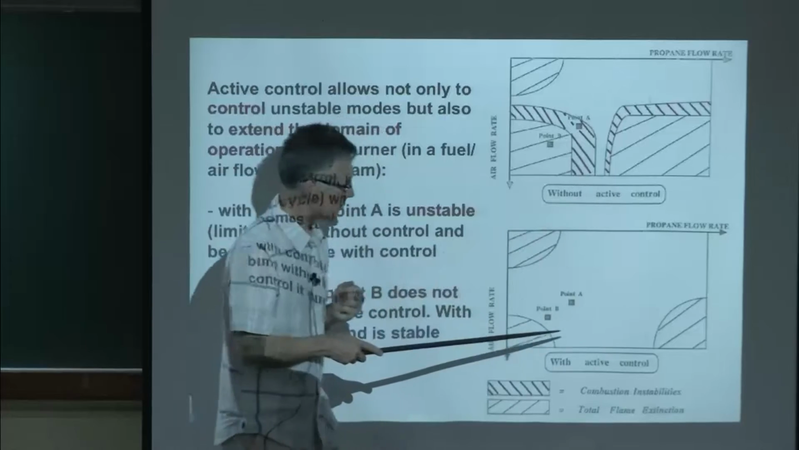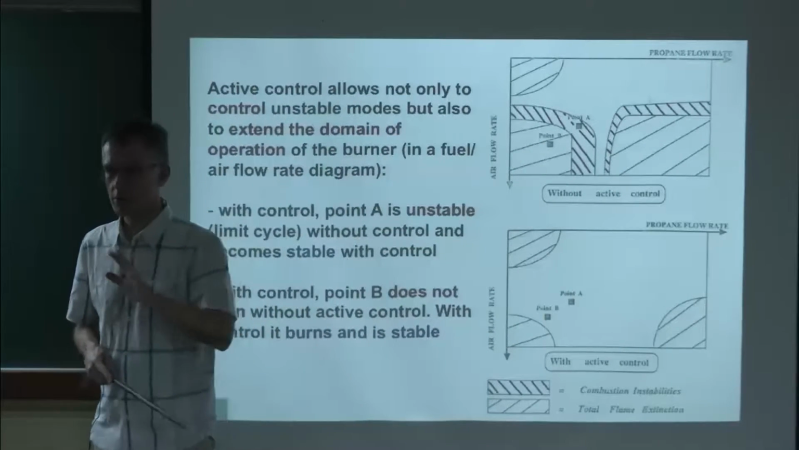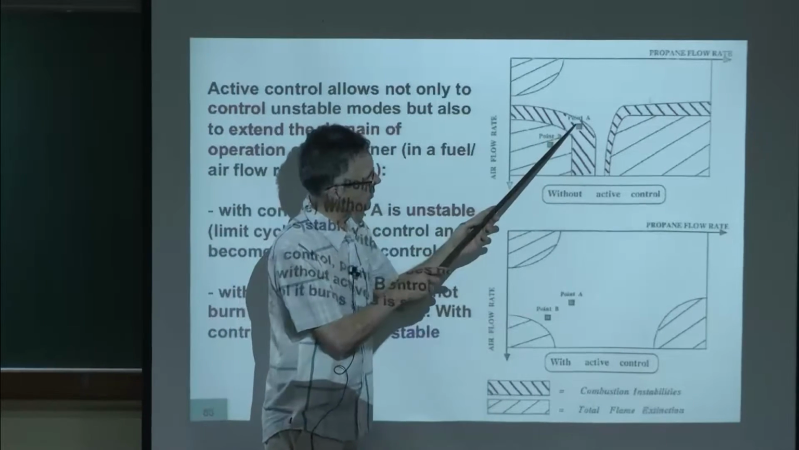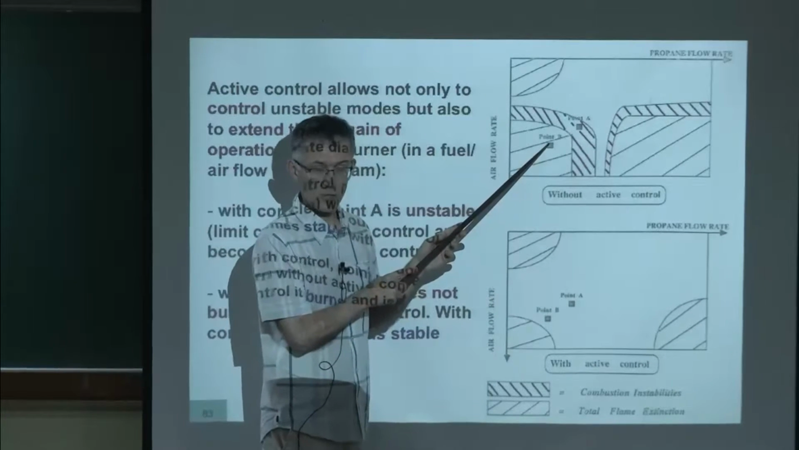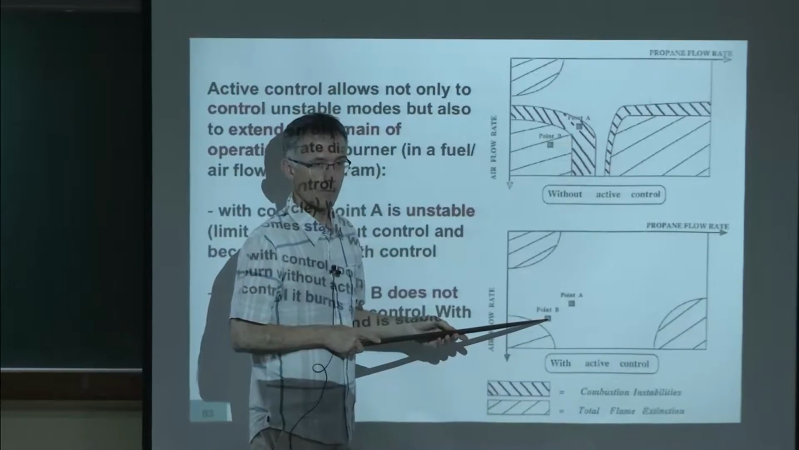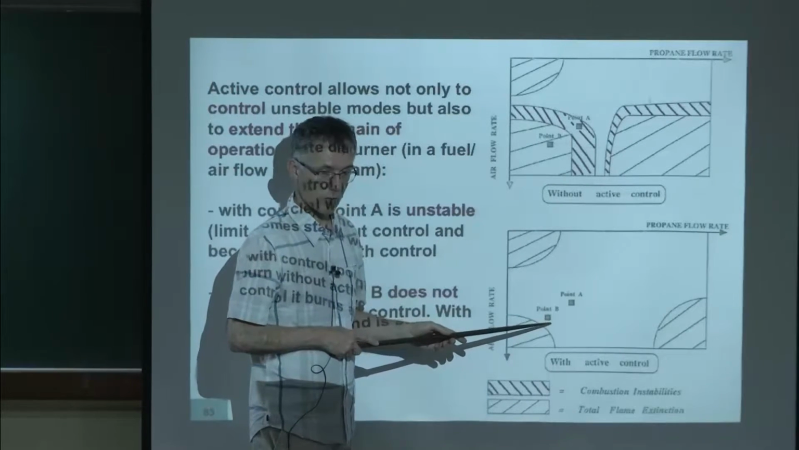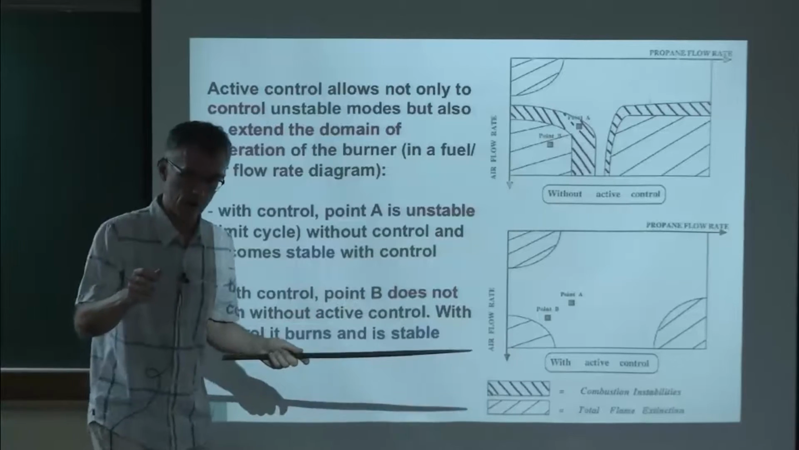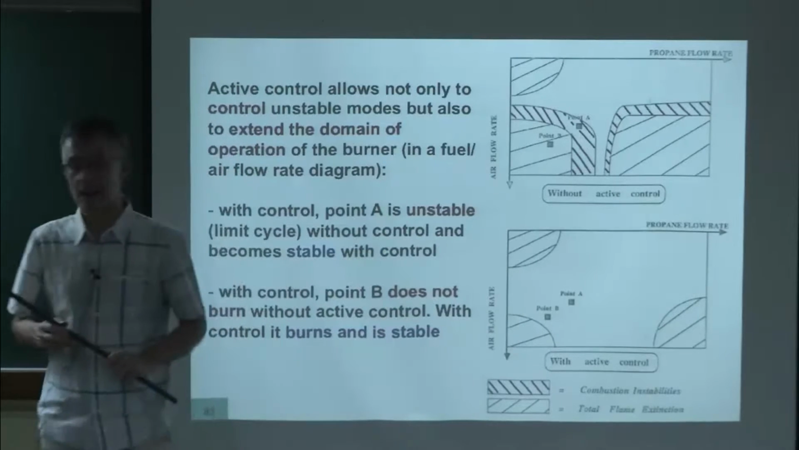Okay. Now, this is without control. If you use active control, this is what you find. All the red zones disappear. You can control all the points. But there is an interesting point here, that point A, which was unstable, becomes stable. But point B, which was quenched, there's no flame here, becomes a valid flame point. So that really means that this point B now can burn with control, and it could not burn without control. So what do we do? You put the control on, you go to that point, and then you switch the control off, and you look at what's happening.